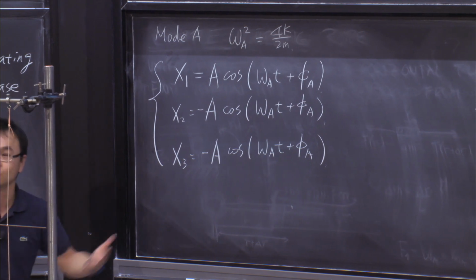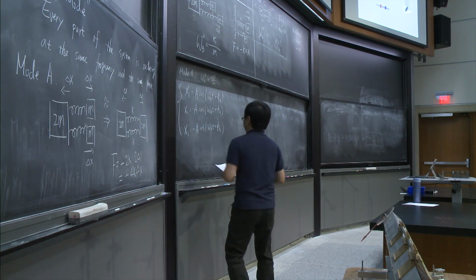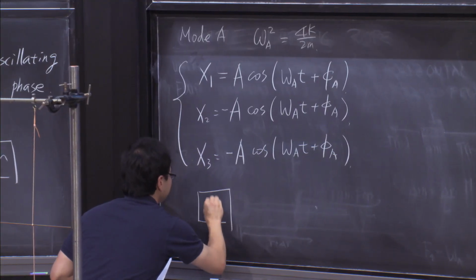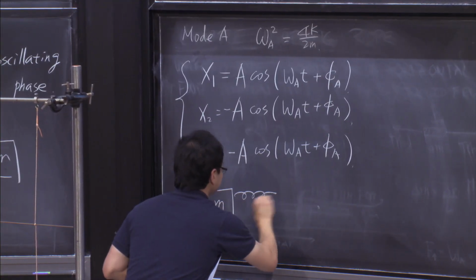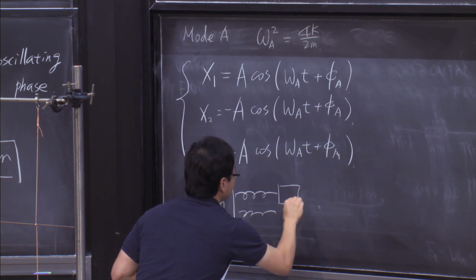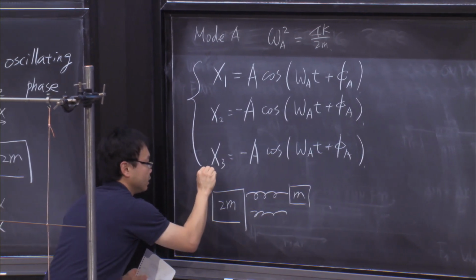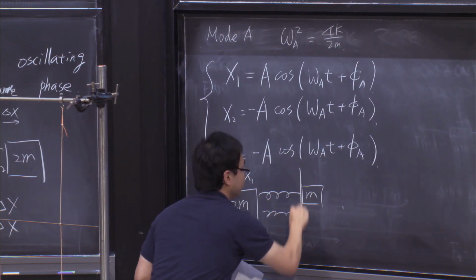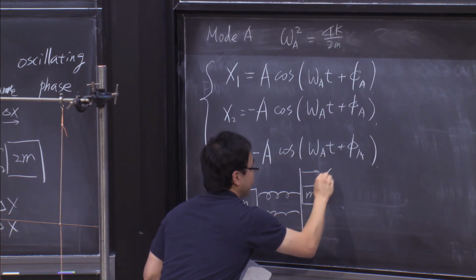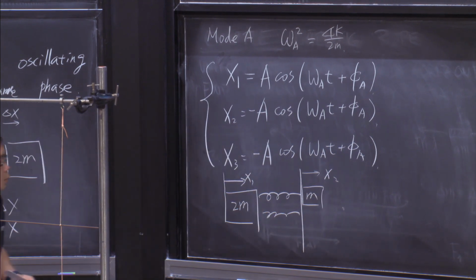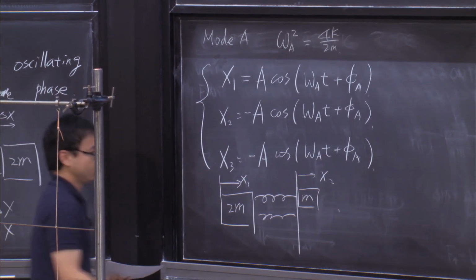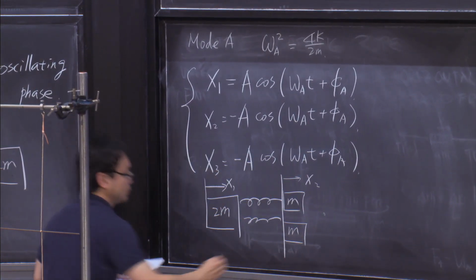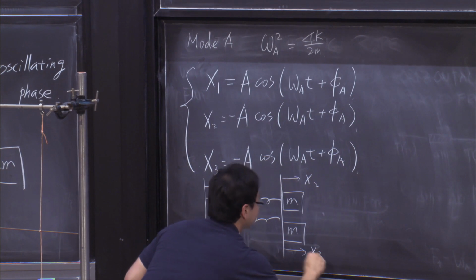Of course, I need to define what x1, x2, and x3 are, right? That's why most of you got super confused. The x1, what I mean is the displacement of the mass 2m; I call it x1. The displacement of the upper little mass, I call it x2. And finally, the displacement of the third mass, I call it x3.